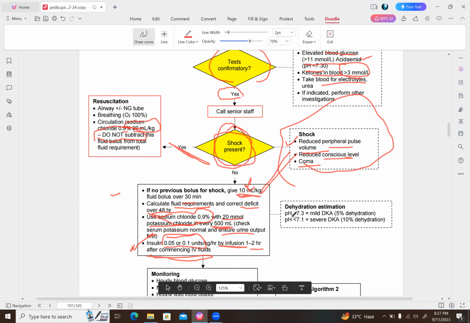Okay, so this is about pH less than 7.3. This is the mild, 5% dehydration. Less than 7.1 is more ketoacidosis, it is severe DKA. You have to correct this for 10%.